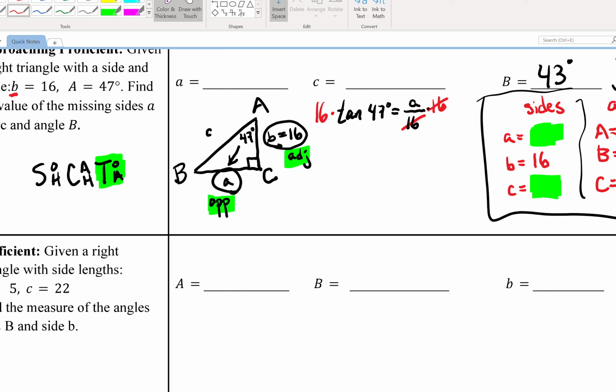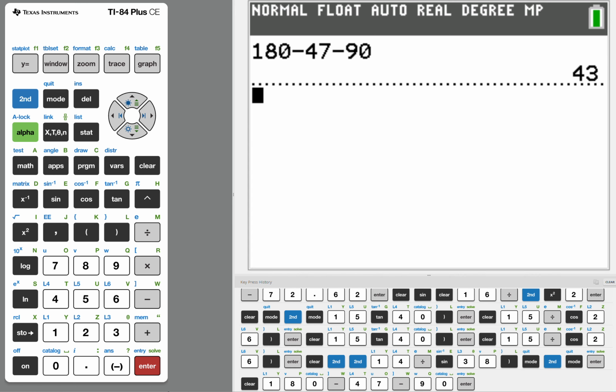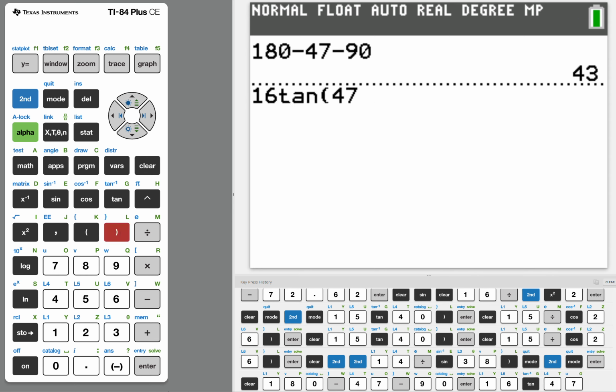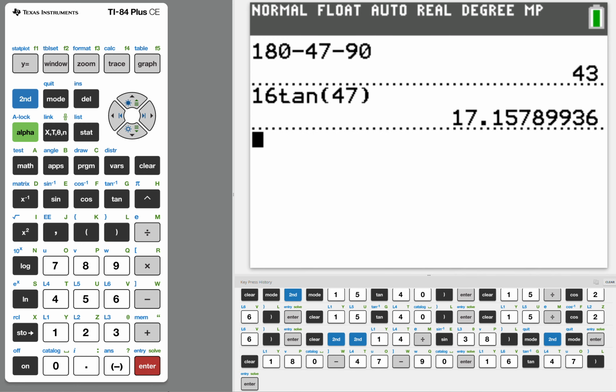And that will cancel that 16. And then A is alone. So this is just what I put in my calculator: 16 times the tangent of 47 degrees. So I'll go back over here and put 16 times the tangent of 47 degrees. And that would give me 17.157, which rounds to 17.16. Now, make sure your calculator's in degrees. I've talked about this in other videos. If you don't know how to put it in degrees, please let me know.